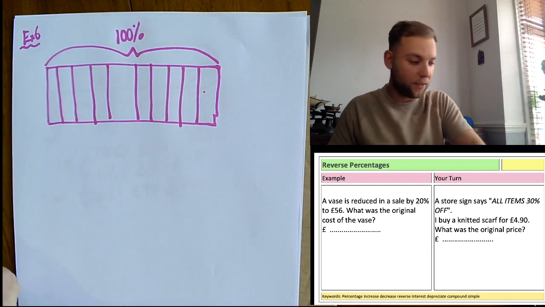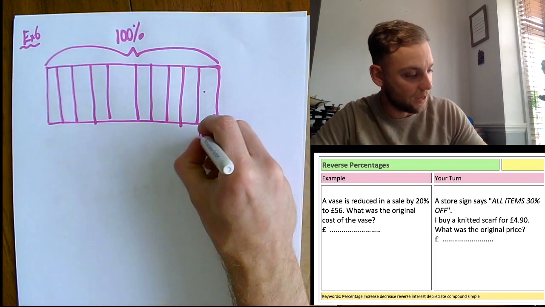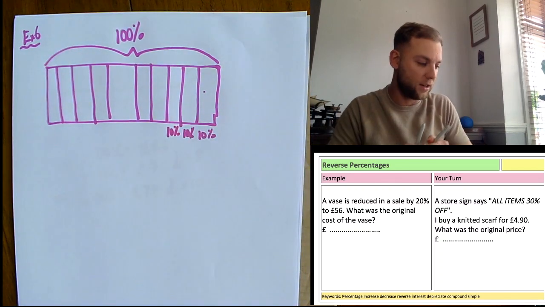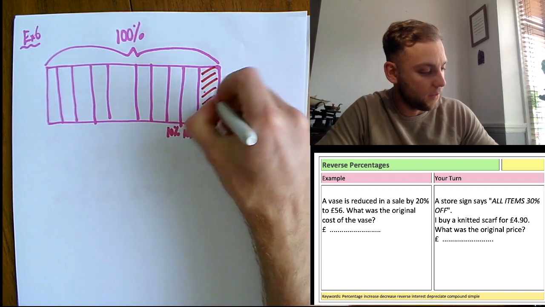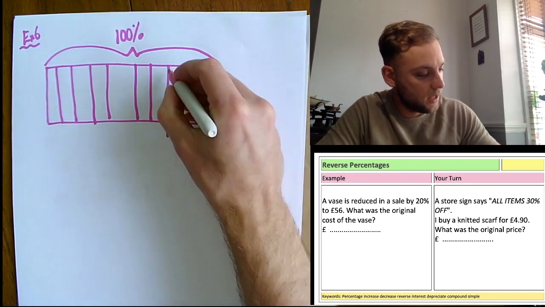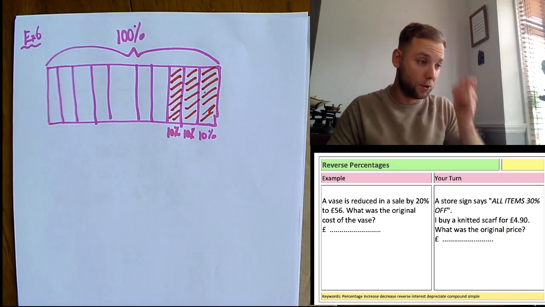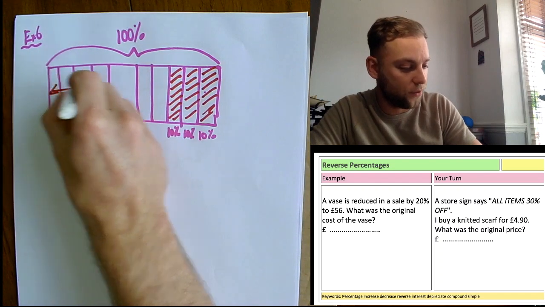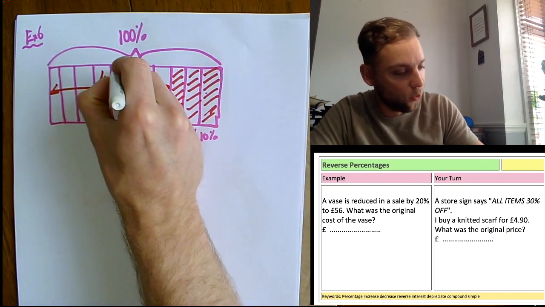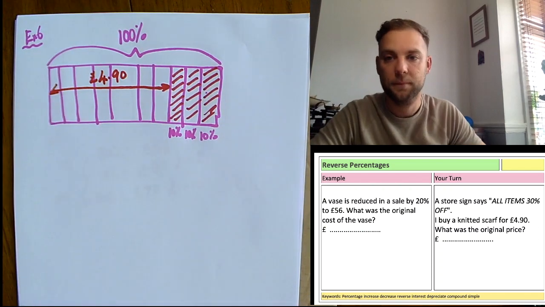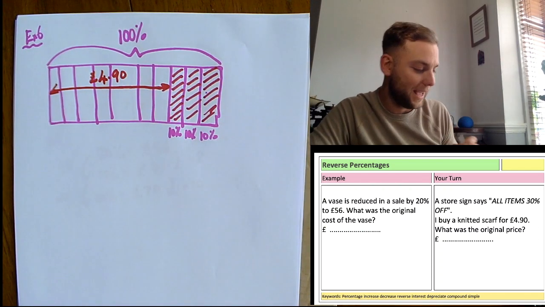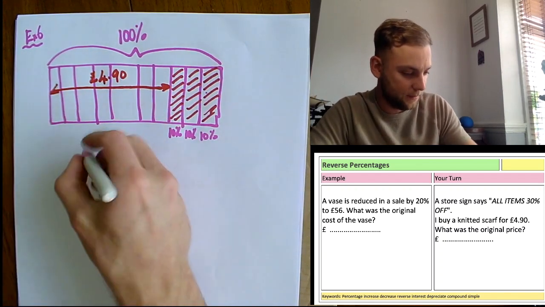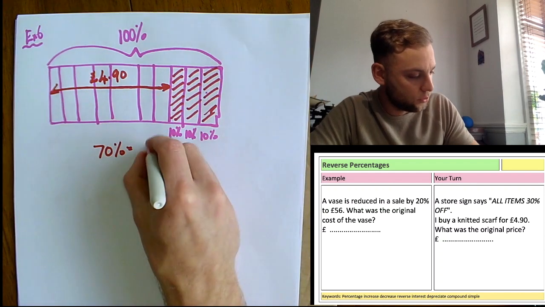We've been reduced by 30%. So if I reduce by 30%, I need to get rid of the 3 10% here. So I'm getting rid of, remember, each of these are worth 10, this one here, this one here, this one here. Good. And it says that the scarf is worth now £4.90. So all of these are worth £4.90. Brilliant. Okay. So what we're saying here is my starting point is that 1, 2, 3, 4, 5, 6, 7, 70% is equal to £4.90.